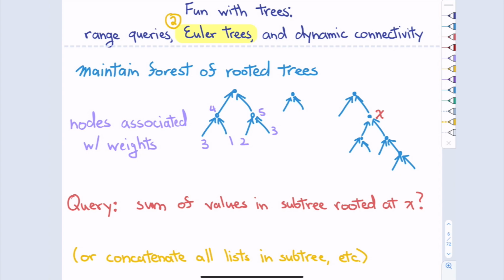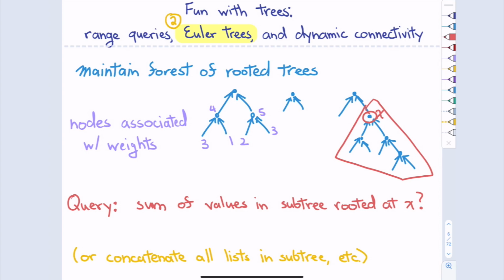Okay? And maybe the kind of query that you want to support in this kind of model, let's say that all the nodes are also associated with weights because that has something to do with your application. You might point to one of these nodes like node X here and say something like, okay, give me the sum of all weights in the subtree rooted at X. So instead of doing everything between point A and point B, now we're doing give me everything in a subtree rooted at a vertex, this vertex or that vertex.